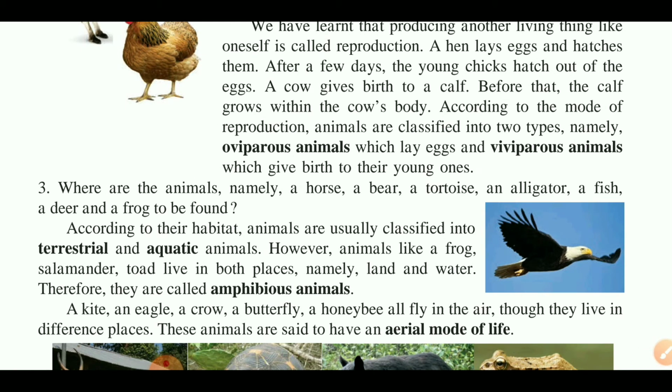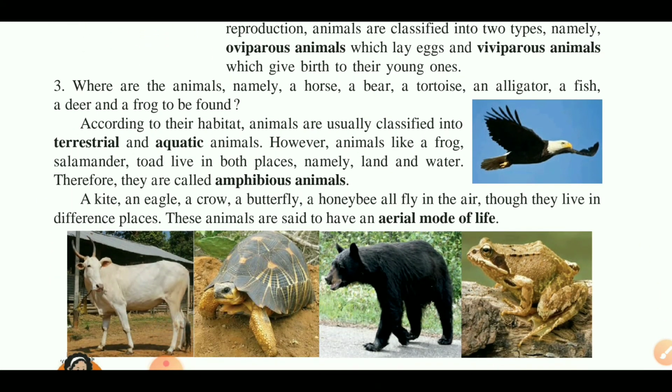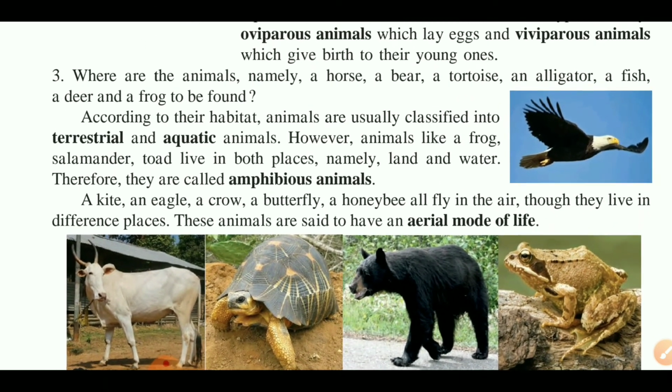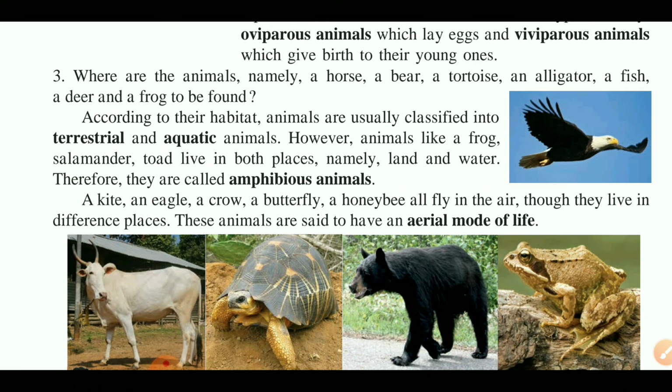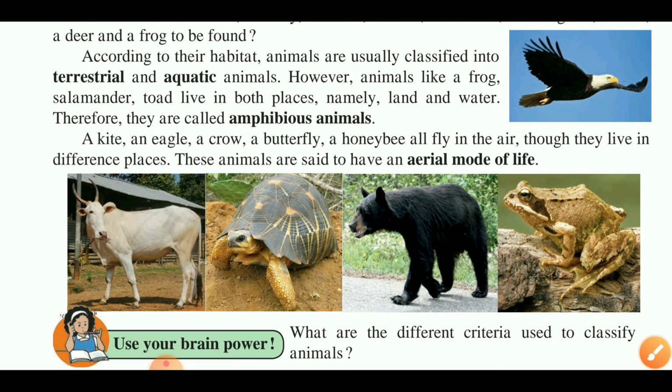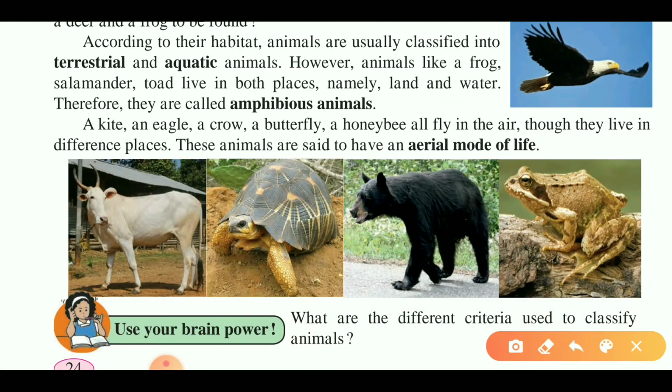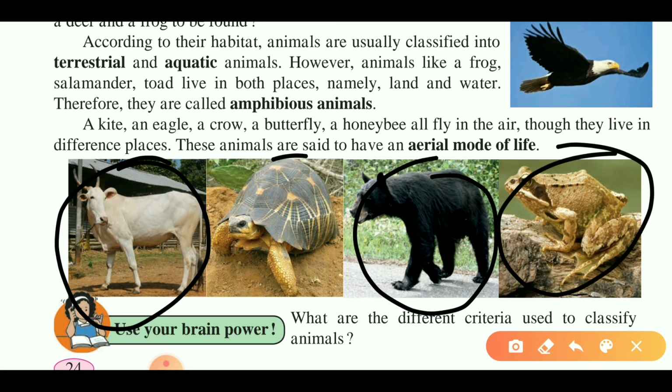Where are the animals, namely a horse, a bear, a tortoise, an alligator, a fish, a deer, a frog we found? Now, there is another difference in animals, or diversity in animals. According to their habitat, animals are usually classified into terrestrial animals and aquatic animals. What is the meaning of terrestrial? Terrestrial means animals living on the land. This is a cow, then a bear, a frog, and this is a tortoise.